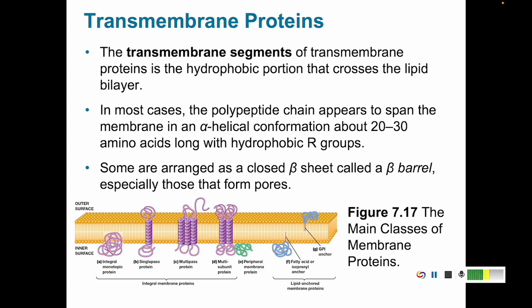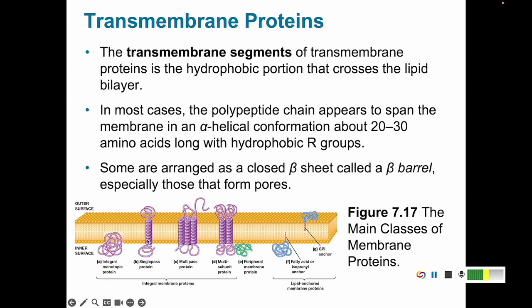The transmembrane segments of transmembrane proteins are going to be hydrophobic. That hydrophobic part that is embedded in the lipid bilayer is the hydrophobic region of the protein. Most of the time, those hydrophobic regions are in an alpha helical configuration. They're usually about 20 to 30 amino acids long, and those amino acids will have hydrophobic R groups.